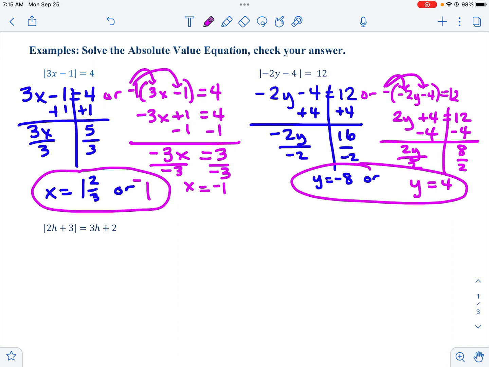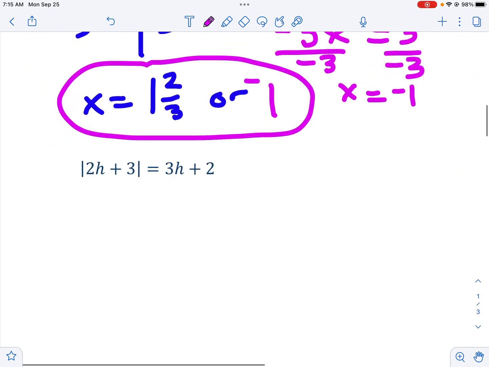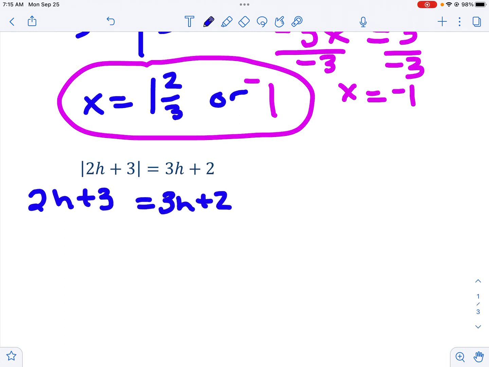All right, so let's try one more of those. This time the only thing that looks a little different is, as you can notice, there's an h on the other side as well. So we're still going to solve it the same way we did before. We're going to do it twice. So I'm going to solve it the original way, then I'm going to solve it again with a negative on this side.